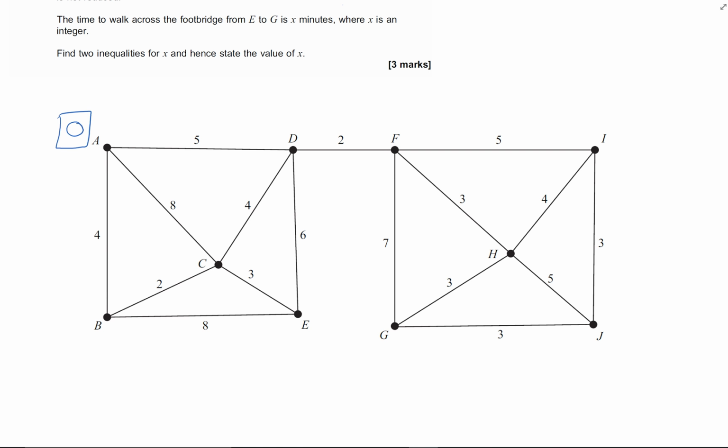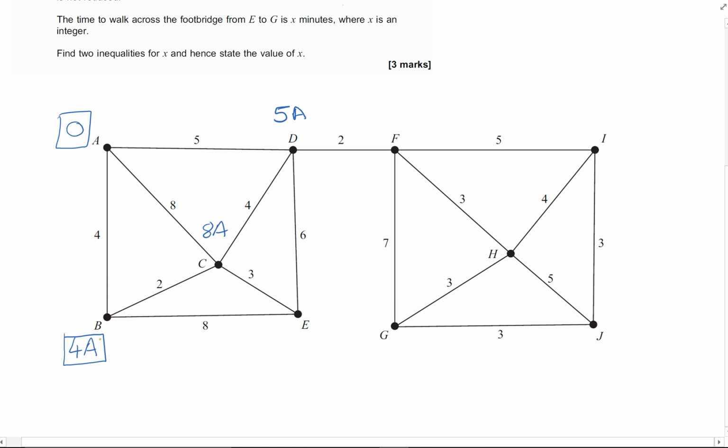So from our newly boxed A then, there are 3 possible routes. We could go for 5 minutes and get to D, so that is coming from A. We could go for 8 minutes and get to C, so it's 8 from A. And we can go 4 minutes to B, so that's 4 from A. So looking at what we've got then, we're going to select the smallest possible, which is the 4.